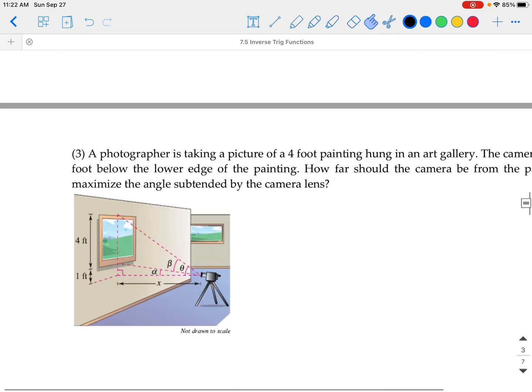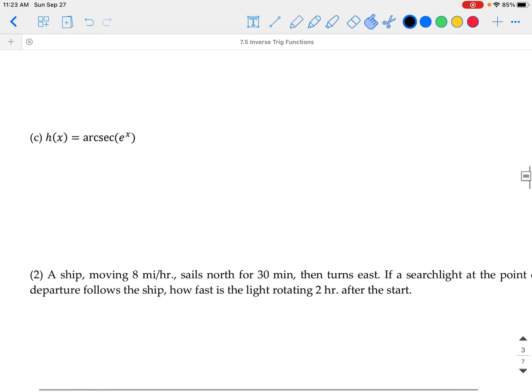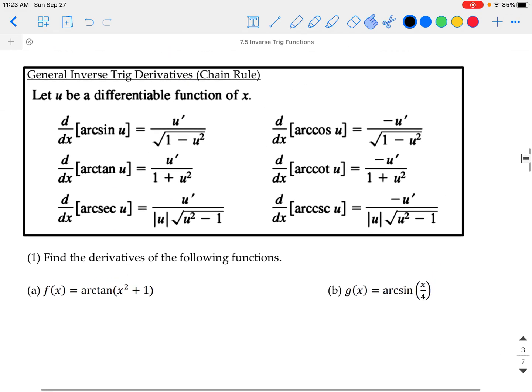All right, so we've got some examples below here, kind of covering all the different topics. So we'll leave that for the next video.